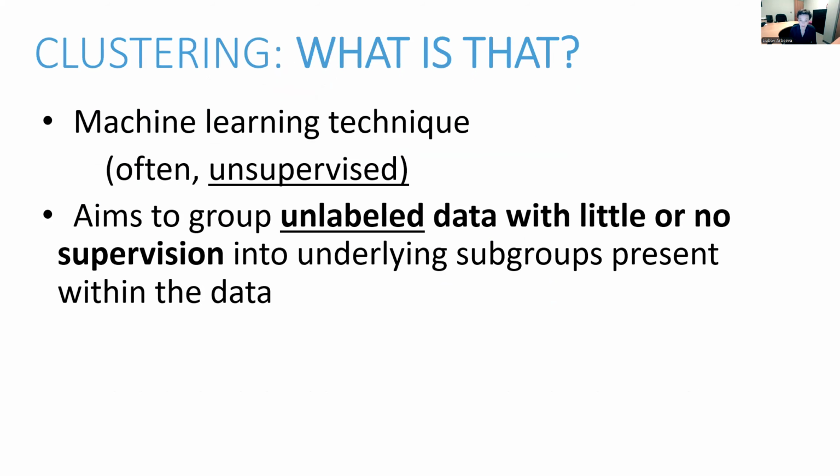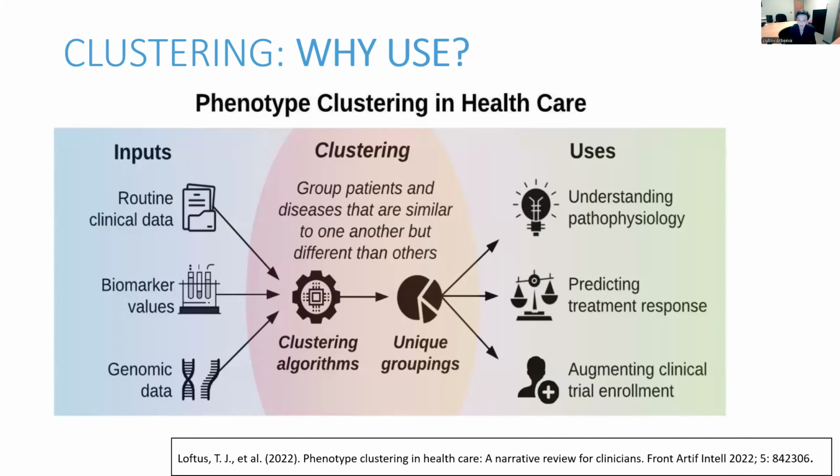So what is clustering? This is a machine learning technique, often unsupervised, and clustering aims to group unlabeled data with little or no supervision into underlying subgroups present within the data. Clustering can assist in identifying disease subtypes from clinical data and electronic health records, which will result in more personalized treatment strategies and more efficient clinical trial design. Gene clustering is widely used in identifying functional groups, so we have a better understanding of disease biology.